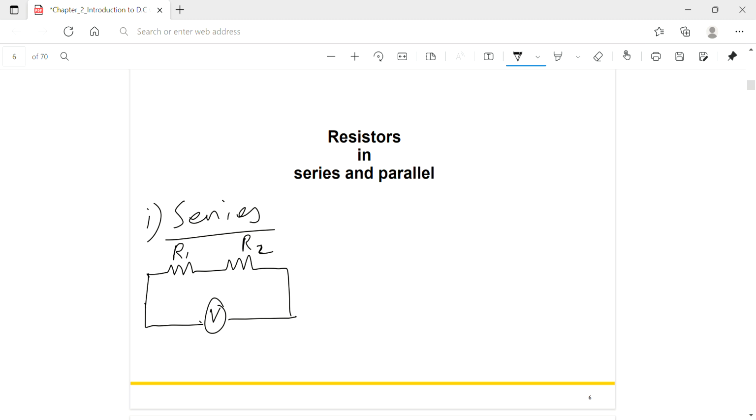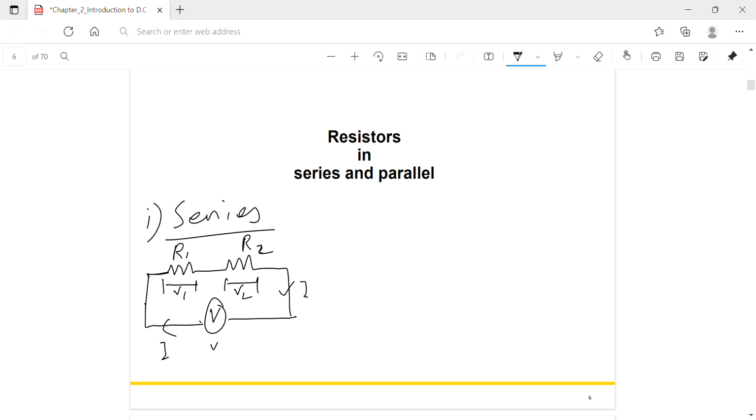The voltage source gives voltage V, and the amount of current flowing through this is I. We see that the same amount of current flows through the two resistors R1 and R2, and it goes back to the voltage source. The main difference is that the voltages differ in this case. R1 has voltage V1, R2 has voltage V2, but the current is the same.